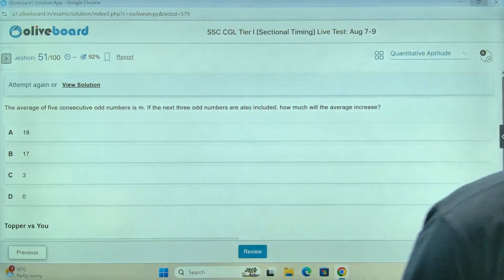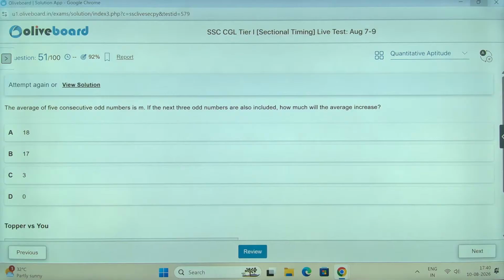Just give me one second, because the class is very late today due to some technical issues.